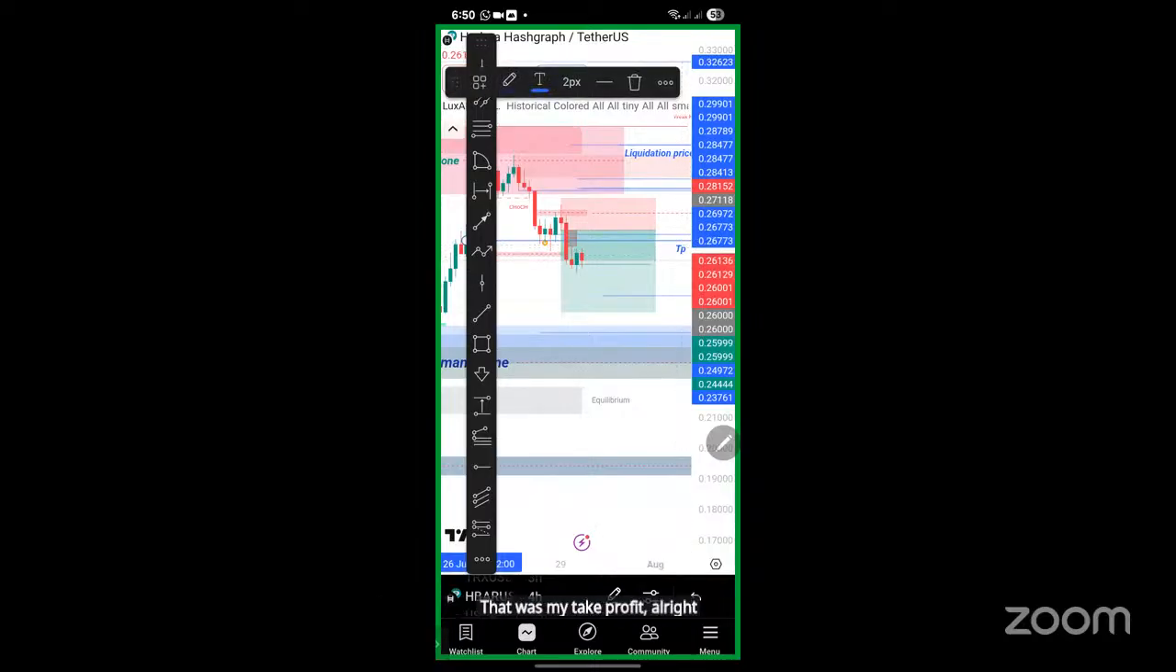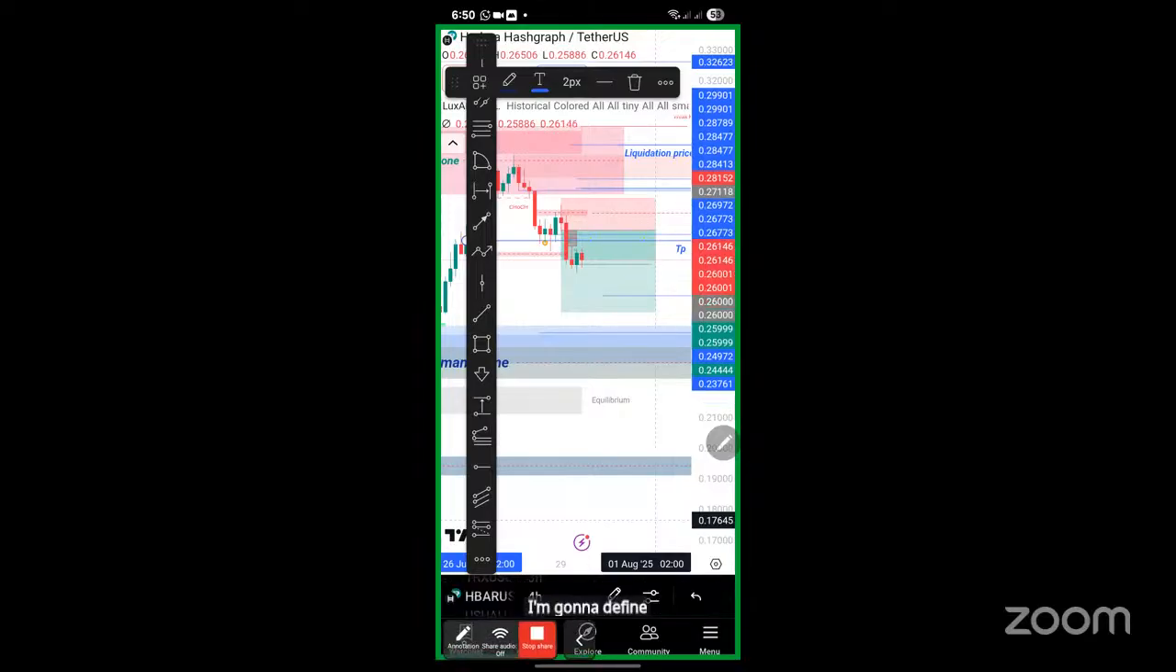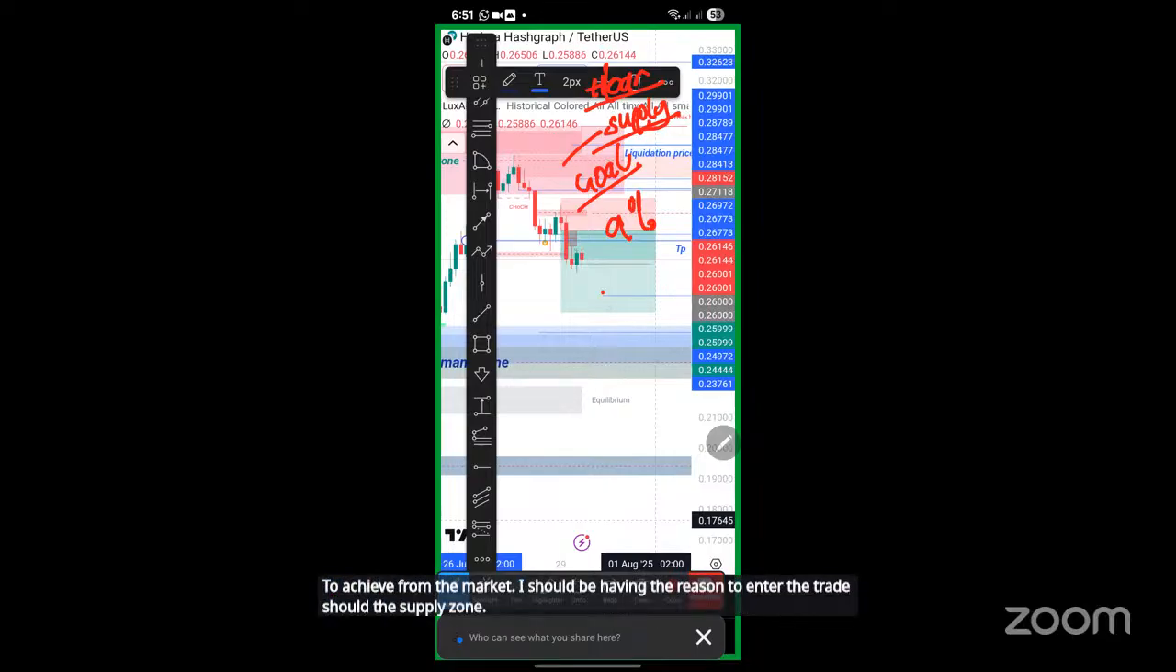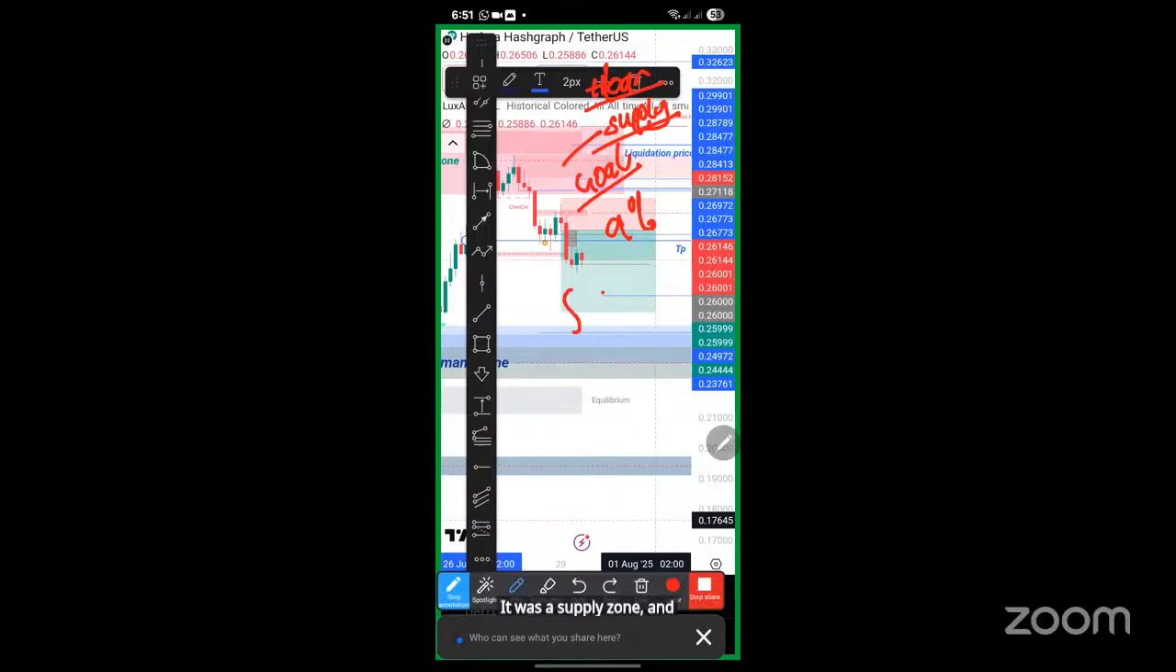All right. So within trading, I'm going to define a goal. For example, this coin was a short term trade, and my goal was just a 9% from the market. Since I had a 9% to achieve from the market, I should have a reason to enter the trade. It was a supply zone, and the stochastic RSI had made a death cross.